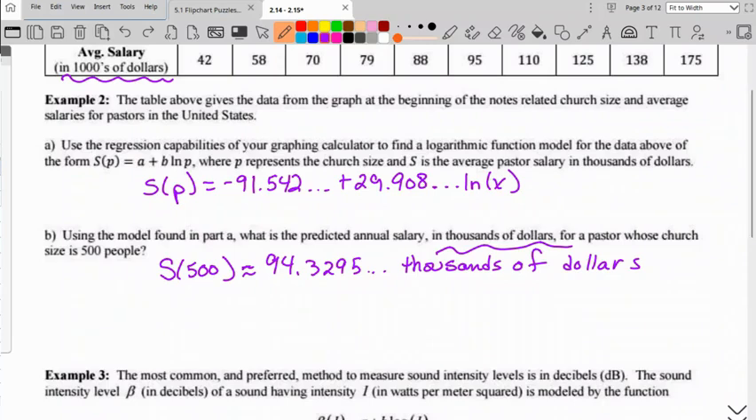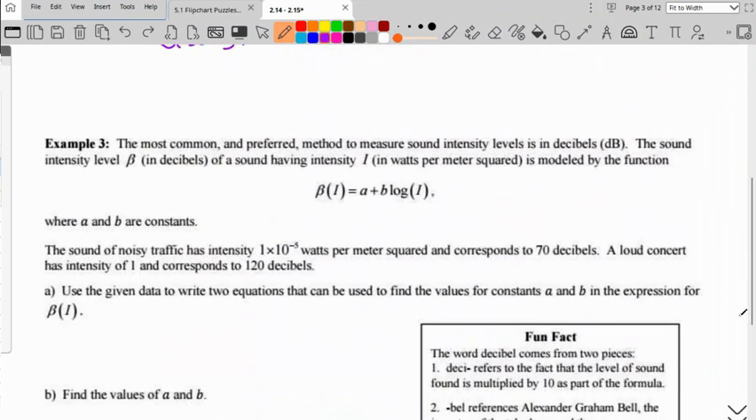It says the most common and preferred method to measure sound intensity levels is in decibels. The sound intensity level in decibels of a sound having intensity I in watts per meter squared is modeled by the function D of I equals A plus B times log of I.